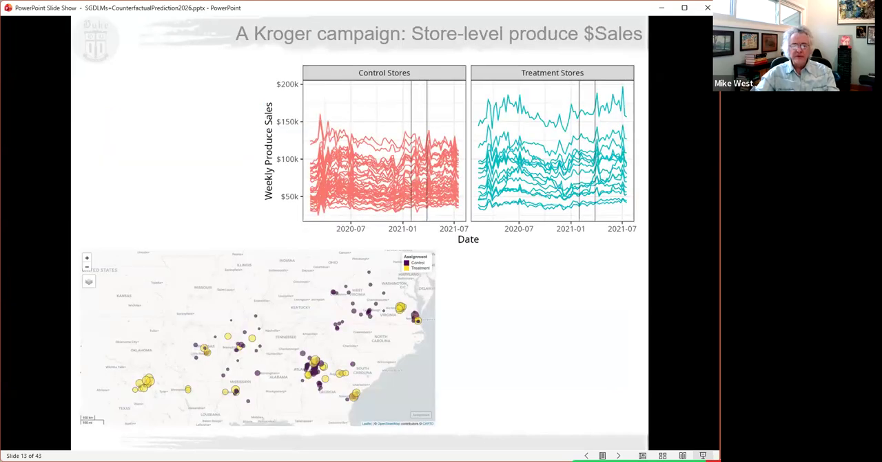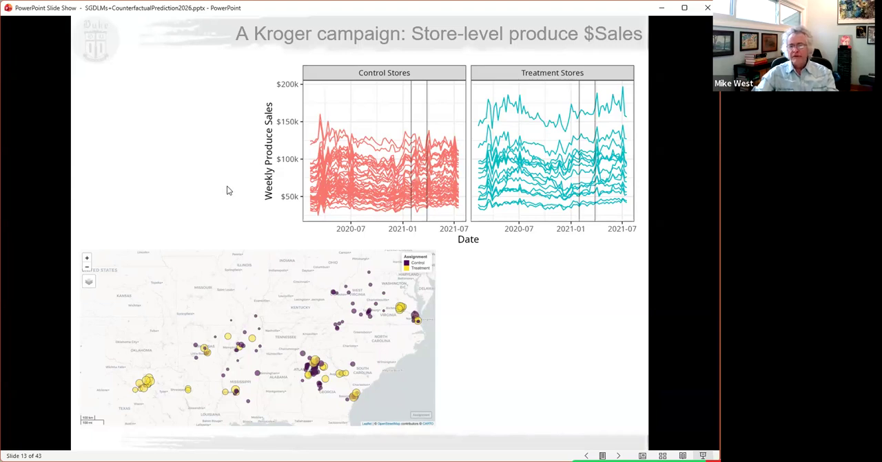Here's a snapshot of some data from a Kroger study that we published. We see in the bottom left some states, including North Carolina. Most of it was in Tennessee, Georgia, and Virginia. The purple dots are stores that didn't have a particular campaign. The yellow dots were stores where the campaign was applied. So it's a control and treatment sort of design. The size of the circles simply represents the average revenue on a weekly basis.